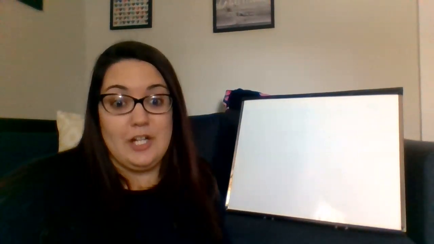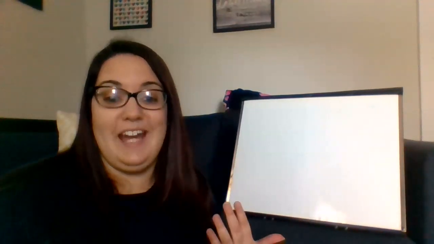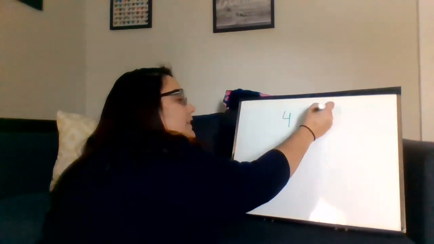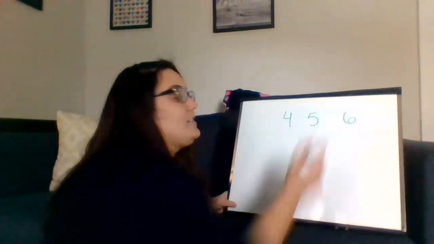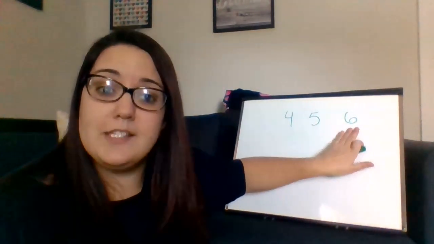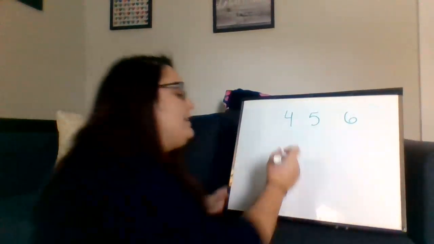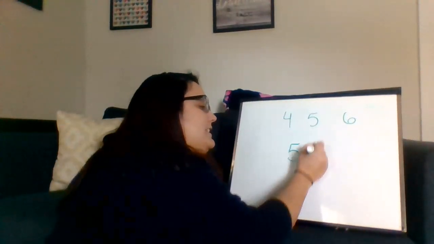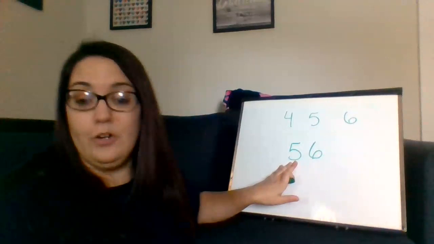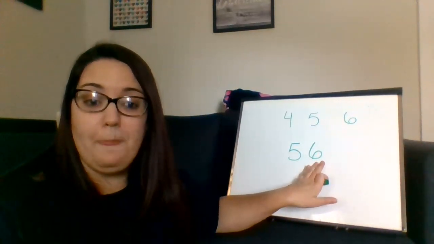Now, before we can add two-digit numbers, we need to make sure we understand what a digit is. A digit is any number between 0 and 9. It is one number, like 4, 5, 6. Those are all one-digit numbers because it's only made up of ones. A two-digit number is made up of tens and ones, like 56. I know that 56 has 5 tens and 6 ones in it.